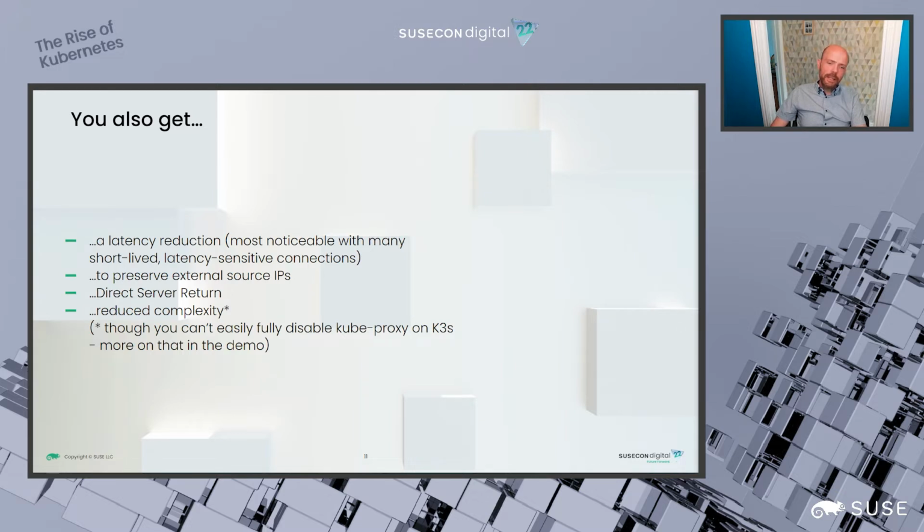Now, I've put an asterisk next to reduce complexity specifically for this K3s slide set. The reason I've done that will become clear later on when we see the live demo. But briefly speaking, you can't easily fully disable kubeproxy on K3s. What happens is kubeproxy is the technology that is implemented in a Kubernetes cluster to deliver service handling. For example, if you have a node port on your Kubernetes cluster, it's kubeproxy's job to capture that traffic coming into the nodes and to deliver it to the appropriate backend service pod.